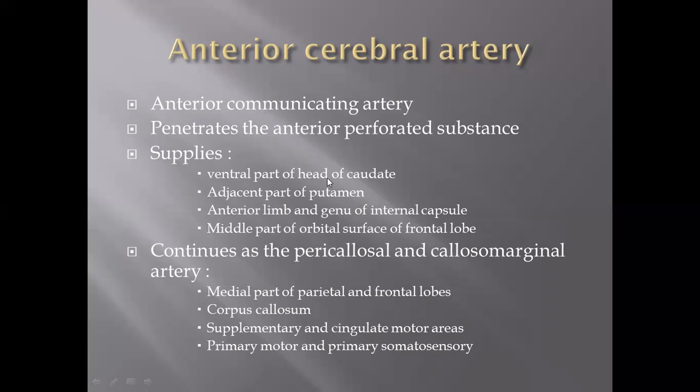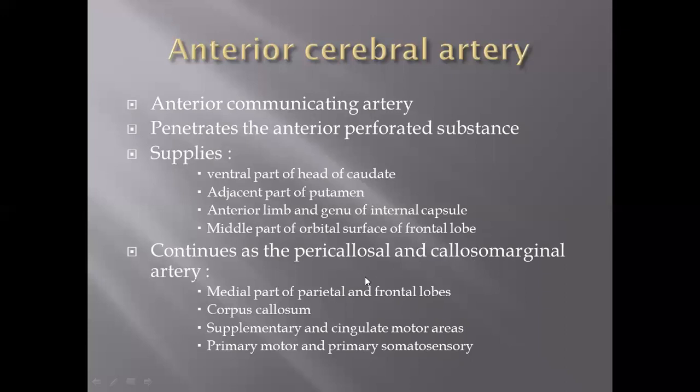Right. It also gives blood supply to the adjacent part of the putamen and the anterior limb and the genu of the internal capsule. All of these are supplied by that recurrent artery of Heubner, which is coming from the anterior cerebral artery. If you use older texts, it's referred to as the medial striate artery. Then this artery will continue along the upper surface of the corpus callosum as the pericallosal artery, and it will also give a very large branch known as the callosomarginal artery.